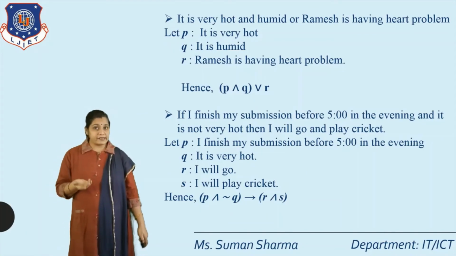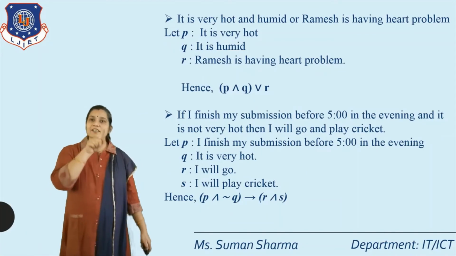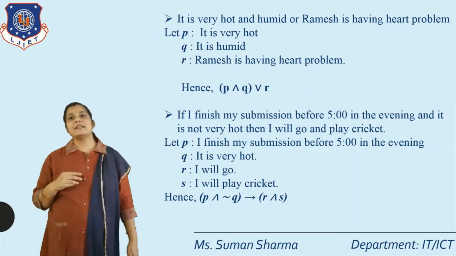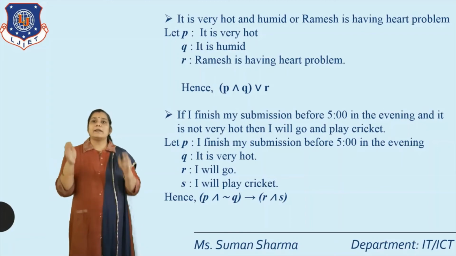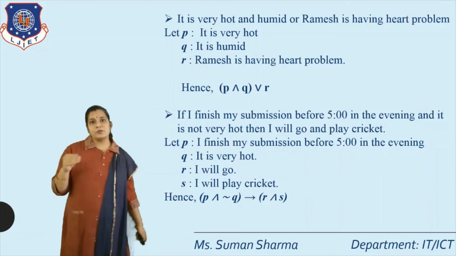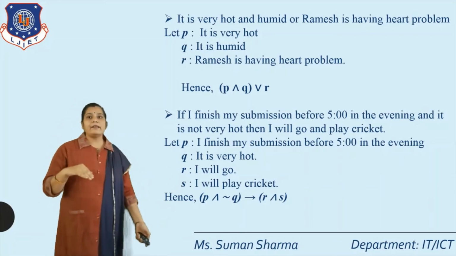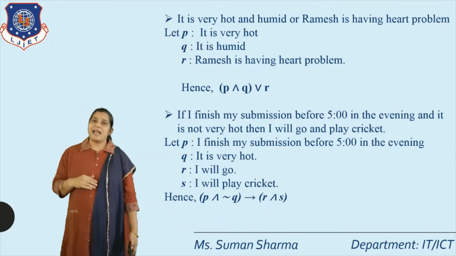So we use the "and" word. Here you consider the conjunction sign, and we write it as P conjunction negation Q in the bracket. After that, you write the implies sign and R conjunction S.